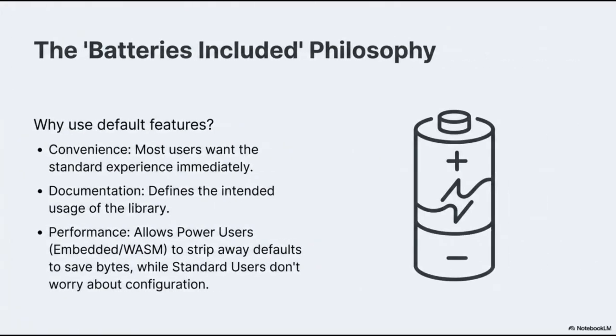The batteries included philosophy is centered on the idea that software should provide everything needed for immediate use. When we look at why we prioritize default features, the first reason is convenience. Most users want a seamless, standard experience right out of the box. Secondly, defaults serve as a practical form of documentation, as they clearly define the intended usage and core patterns of the library. Finally, this approach provides a balance between ease of use and performance.